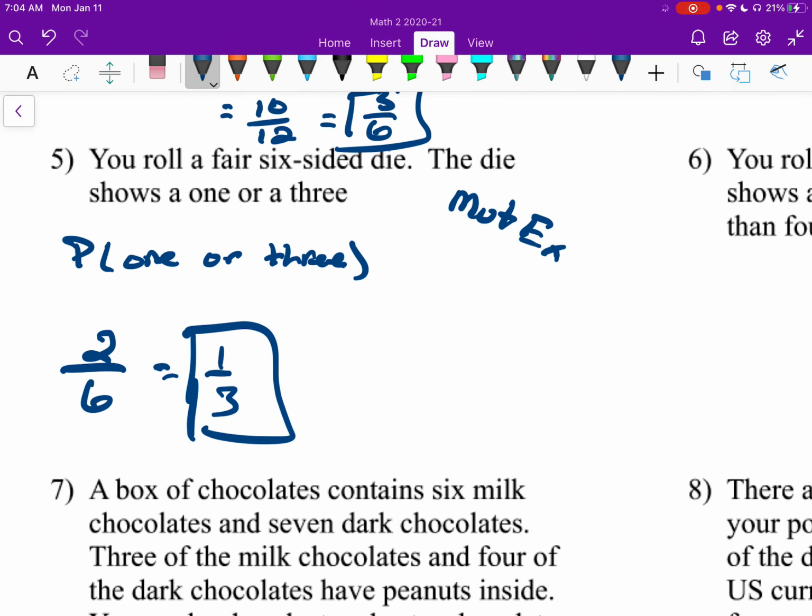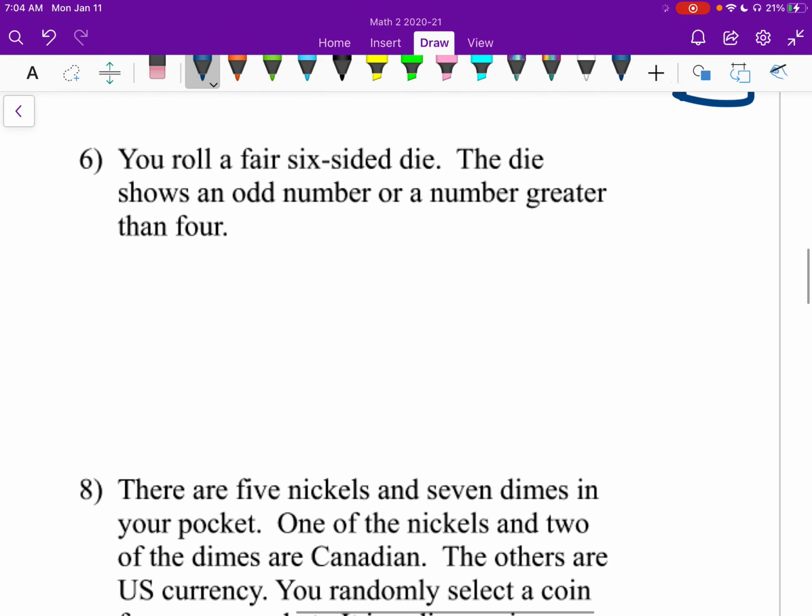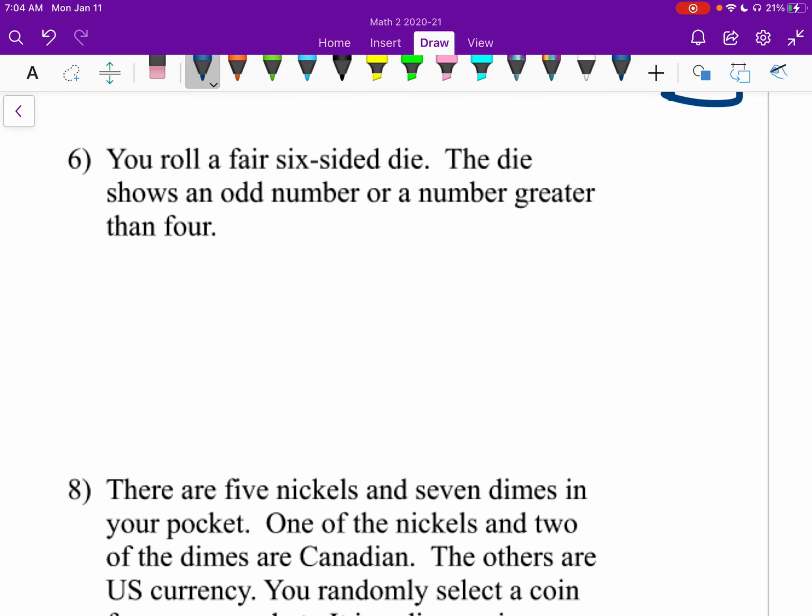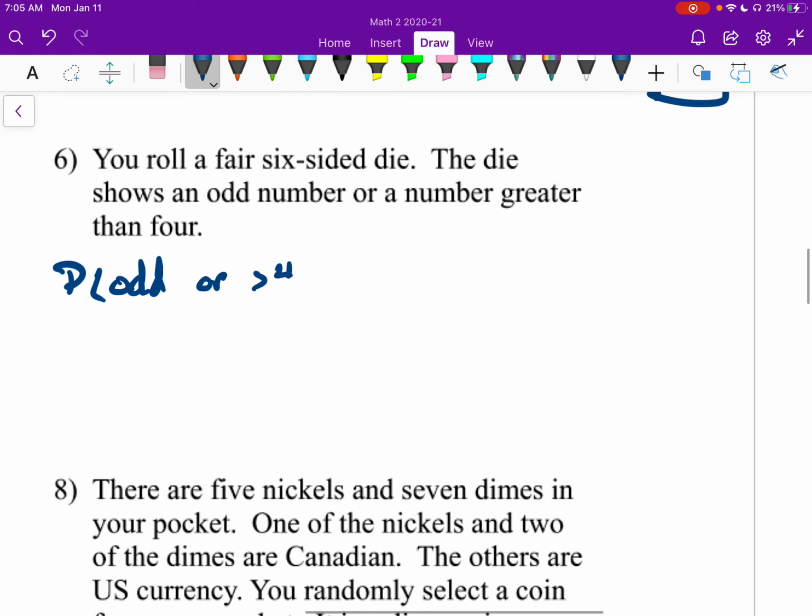So there we are, number 6. You roll a fair 6-sided die. The die shows an odd number or a number greater than 4. So the probability of odd or greater than 4.